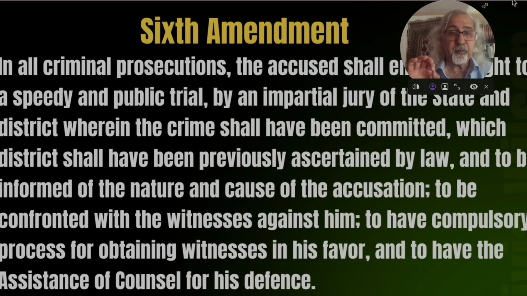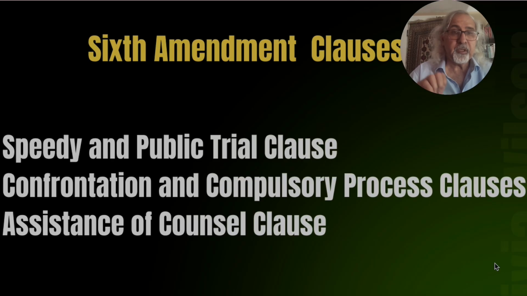So the Sixth Amendment elaborates the rights of the defendants. Okay, so what are some of the clauses that we derive from it? First of all, speedy and public trial clause. You can't just arrest someone and then say, we'll hold you in prison without a trial. Everyone is assured that it's their right to be speedily tried.